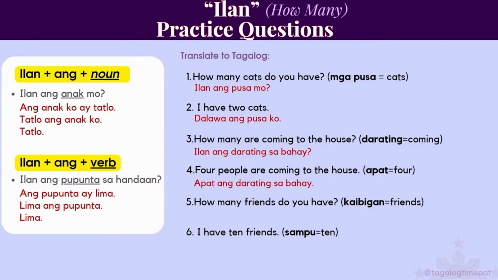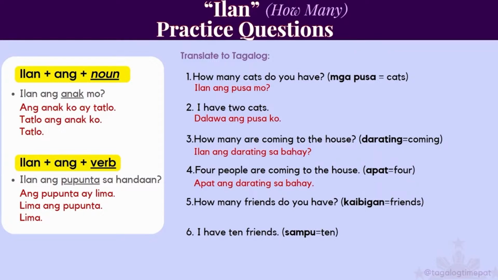Number 4, 4 people are coming to the house. Apat means 4. So 4 people are coming to the house would be apat ang darating sa bahay. Remember, the short answer would be apat.